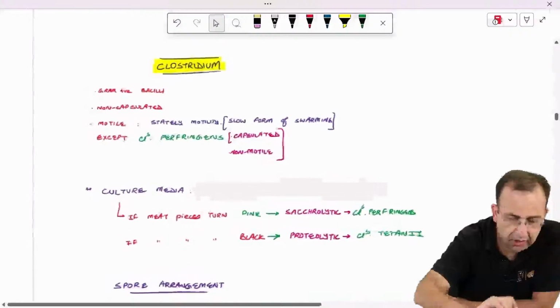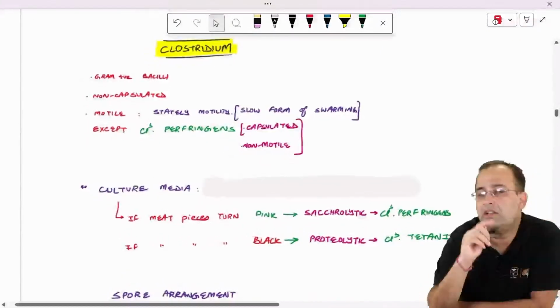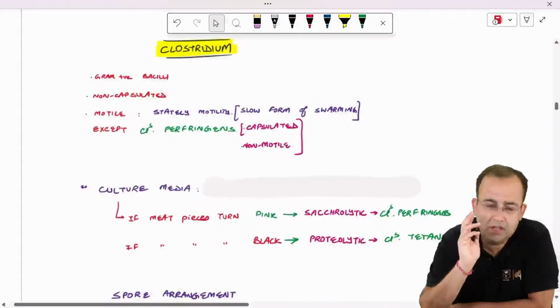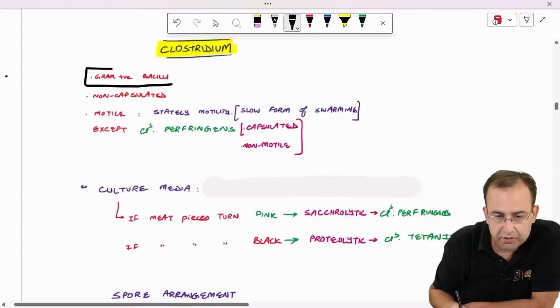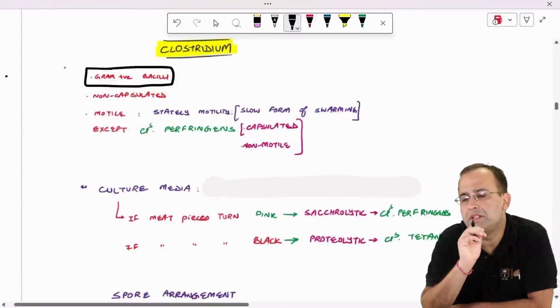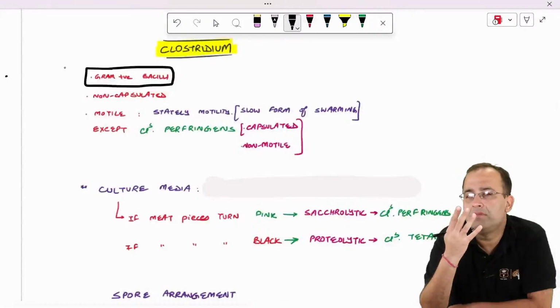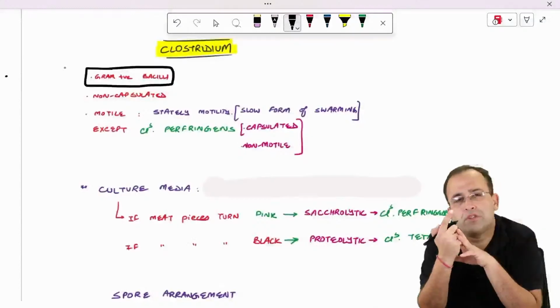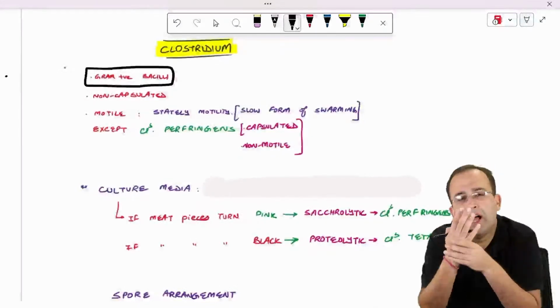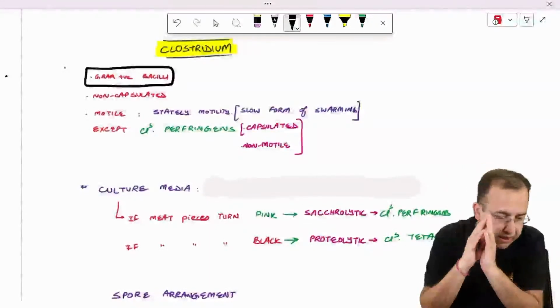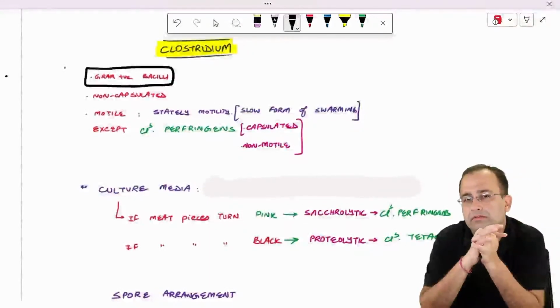Clostridium, we are done with the gram-negative and the gram-positive cocci. This gets us to gram-positive bacilli, that is Clostridium species. There are 4 main Clostridium species: Clostridium perfringens or Welchi, Clostridium tetani, botulinum, and difficile. Clostridium again is an important topic which is asked.